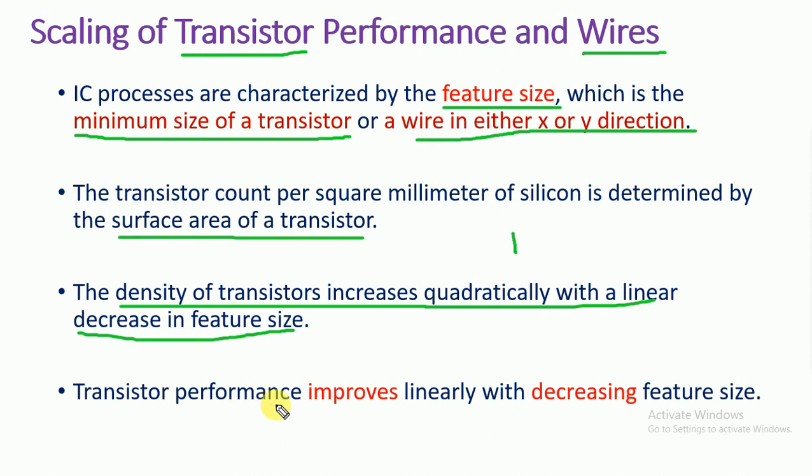So the transistor performance improves linearly with decreasing feature size. Automatically, if we have more transistors, performance also improves with the decrease in feature size. So these are the IC technology points to be considered. That is the reason why we are getting better ICs and better performing systems with a smaller size, created for all the newer versions of computer systems, laptops, or any mobile devices that are currently available.